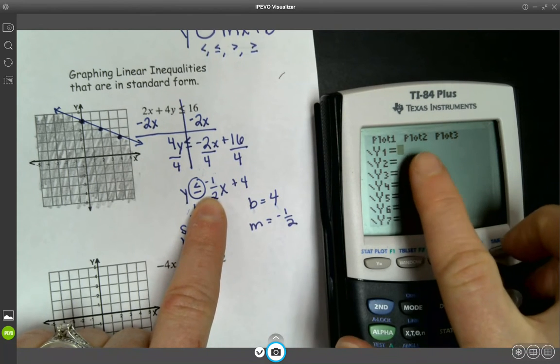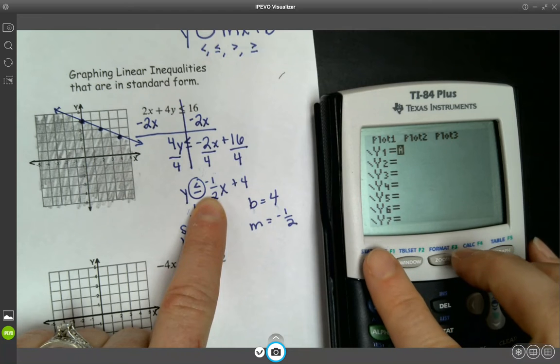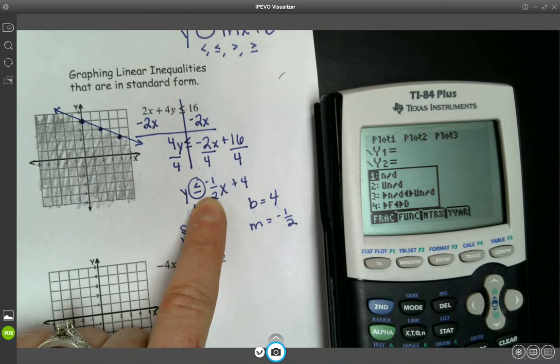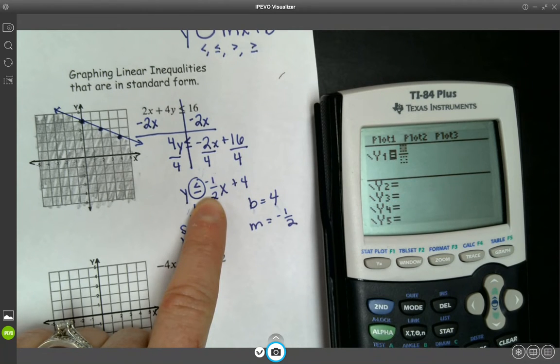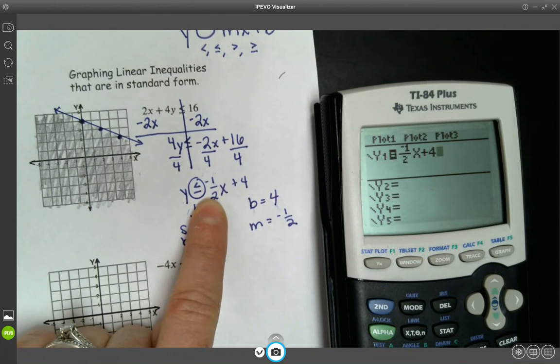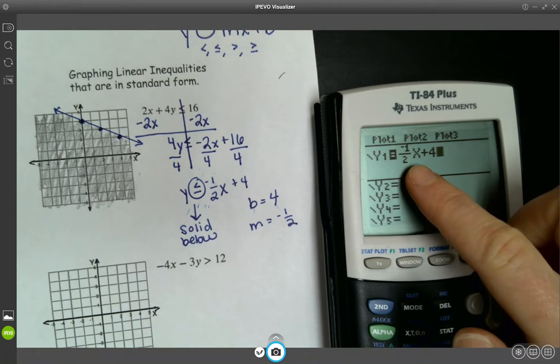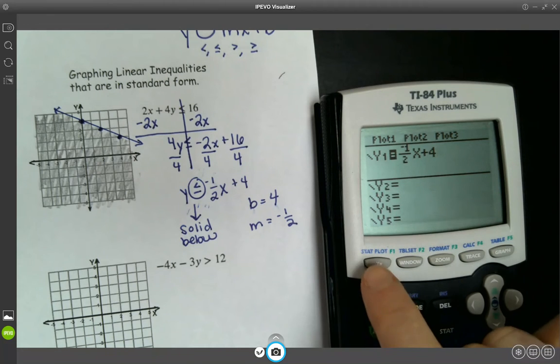So remember how to get a fraction on here? You do the alpha y equals. Once you're in y equals, do alpha y equals and choose the first one, n/d. That gives you that fraction. Don't forget your x plus 4. Make sure it looks like mine. Negative 1 over 2x plus 4. If you forget the x, it's going to give you a straight line. So don't do that.